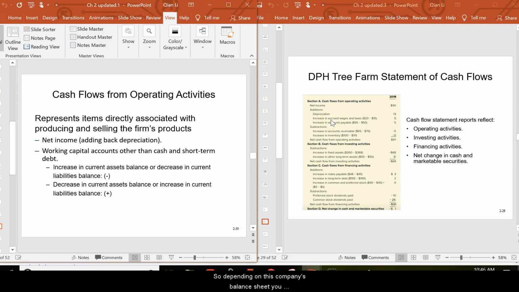So depending on this company's balance sheets, you compare 2017 and 18 numbers, and you identify that the accruals increased, so there will be a cash inflow, 5 million added. Another example will be the inventory. Inventory amount increased, so increasing the current asset balance. So that number will be subtracted because that's considered a cash outflow, use of cash.